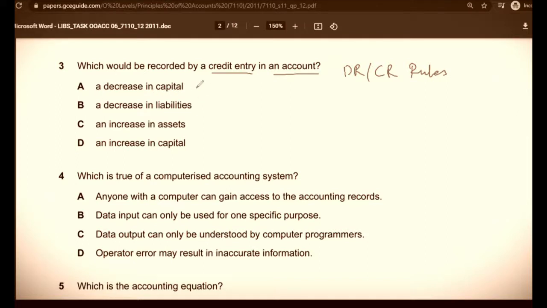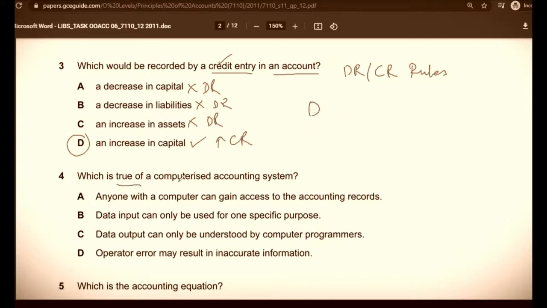A decrease in capital, no, because this is always debit. A decrease in liabilities, no, because this is always debit, and the question is asking me for a credit entry. An increase in asset, no. If there's an increase in asset, that is debit. An increase in capital, yes, this is right. An increase in capital is always credited. So the correct answer to multiple choice 3 is option D.